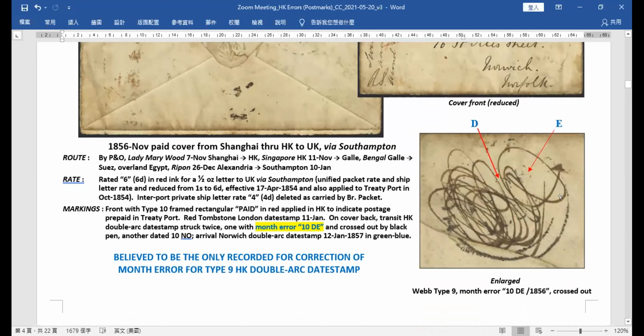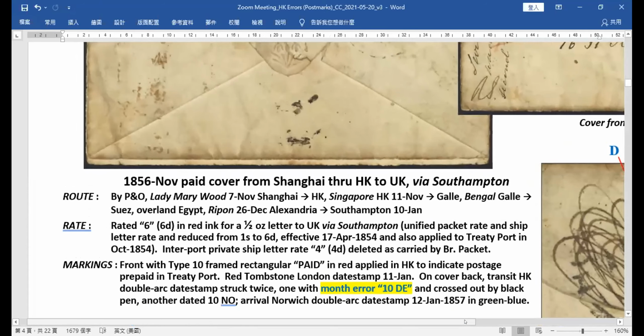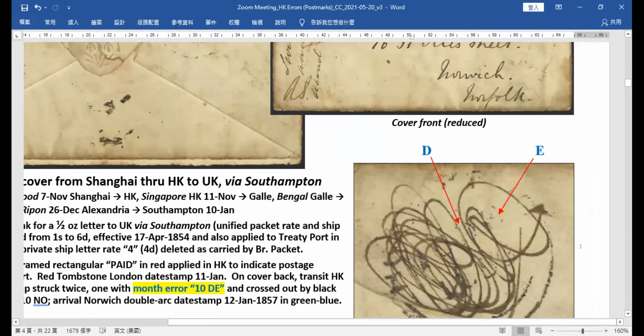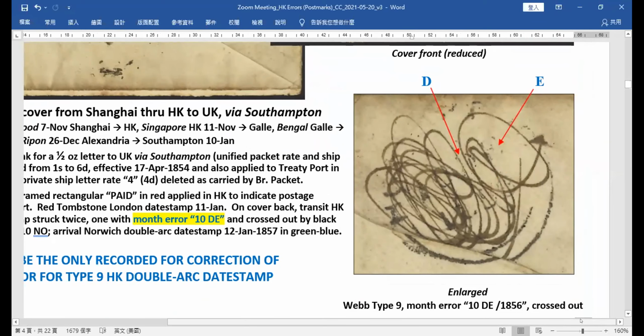You can see D over here, E over here, 1 0, 1 8 5 6, Hong Kong, HON. Okay, can I see something? Can you guys see it more clearly?